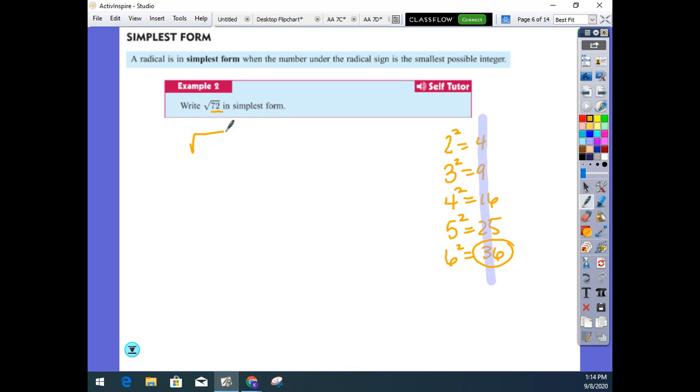So we're going to separate this into two numbers being multiplied and always start with the perfect square. 36 times 2. Since 36 times 2 is 72, we're just replacing 72 with 36 times 2. We can then use the property to separate that. Square root of 36 times the square root of 2. Take the square root. And 6 times radical 2 is our simplest form for radicals.